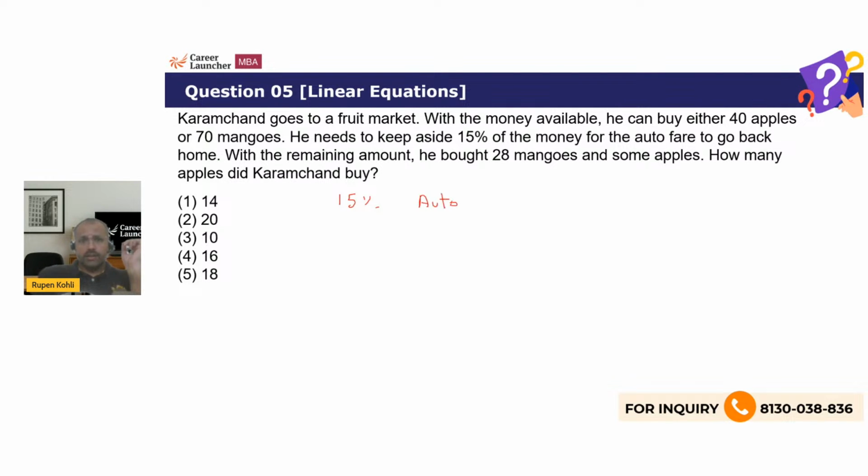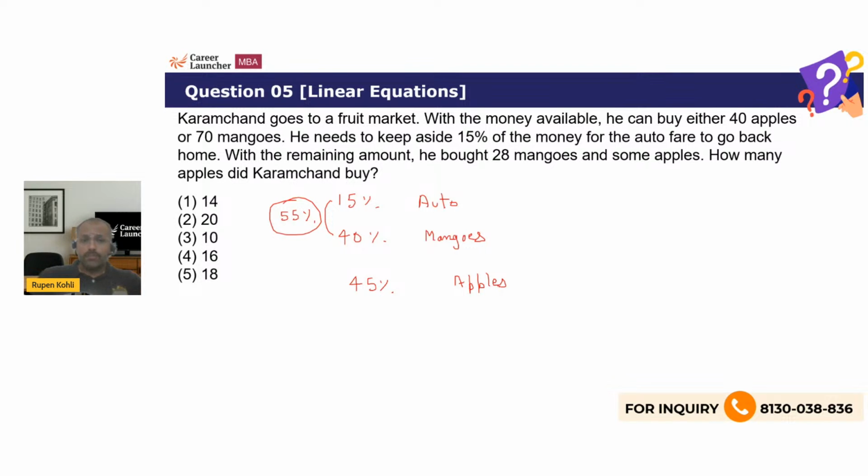Now, on mangoes, which he bought 28 of them, how much percentage of his total money did he spend on mangoes? He can buy 70 mangoes with 100% of his amount. So 28 is 70 into 0.4. So it's 40%. So 40% of the total amount was spent on mangoes. 40 and 15, so 55 is done. So the remaining percentage that he can spend on apples is 45. So 45% of the total amount is remaining.